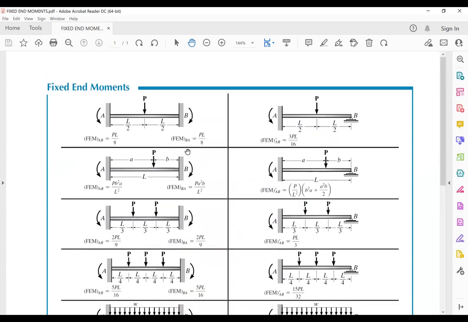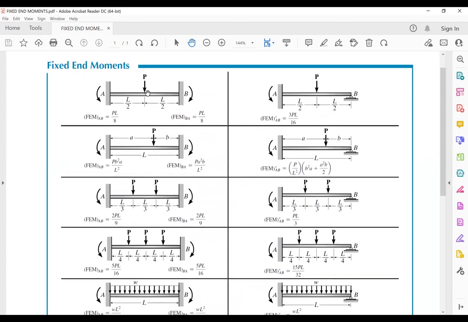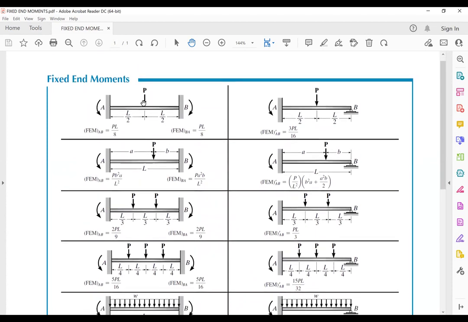So these are the fixed end moments. So we can see right here. Let me highlight. The one with the yellow highlight is just what we did right now.